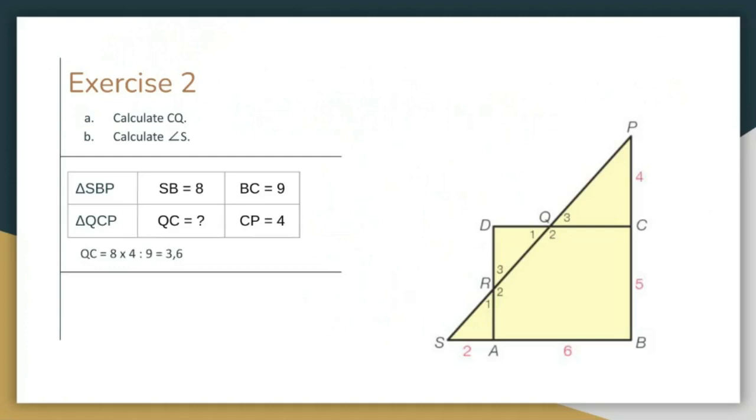Figuring out the size of angle S is easy. Of triangle SBP, I know two sides. Looking from angle S, BS is the adjacent side and BP is the opposite side, which means we'll be using the tangent in this exercise. We fill everything in and find a gradient of 1.125. Converting this to an angle with the inverse tangent gives me an angle of 48.4 degrees.